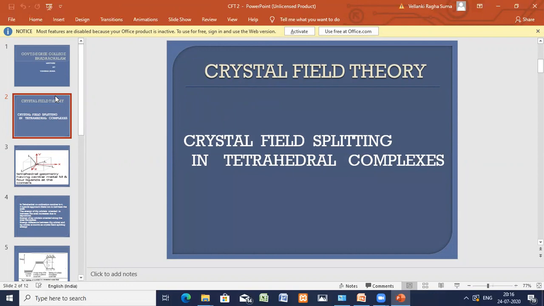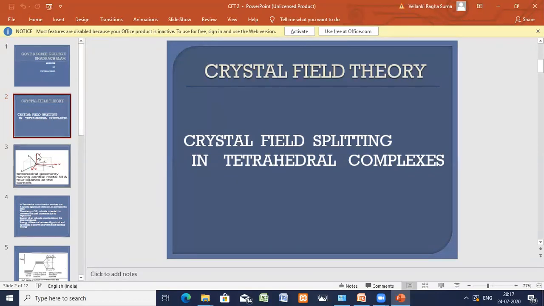Now we'll see the crystal field splitting in the tetrahedral complexes. When we talk about tetrahedral complexes, we just remember the ML4 formula. Tetrahedral complex means ML4 formula. So the ligands are 4, the coordination number is 4. Such types of complexes are called tetrahedral complexes.